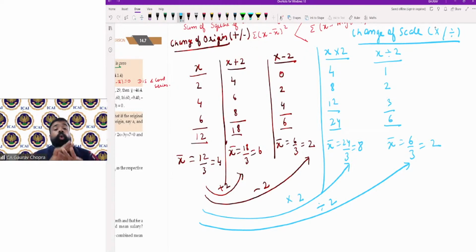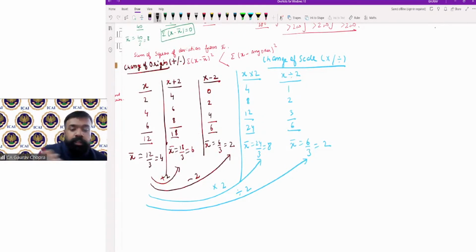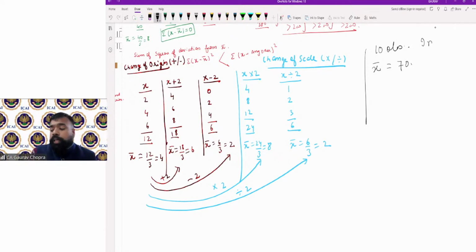So in short, you don't have to solve the question completely. हमें पूरा question solve करने की जरूरत नहीं है. Directly आप आंसर कर सकते हो. So let's say question is giving there are 10 observations and arithmetic mean of 10 observations is 70. Now, the question says if all observations are increased by 5, then what will be new arithmetic mean? So new arithmetic mean kya hoga? So new arithmetic mean will also increase by 5. So your answer will be 75.